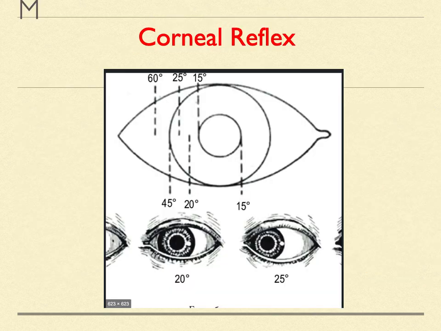This is a rough measurement. Look at the center of the pupil. If the light is deviated to the edge of the pupil, it's 15 degrees. Between the edge of the pupil and the edge of the limbus, it's 20 or 25 degrees in between. When it reaches the edge of the cornea, which we call the limbus, where the cornea meets the sclera, it's 45 degrees. When it's in the middle of the sclera, away from the cornea, it's roughly 60 degrees. So it depends on the amount of deviation in millimeters.